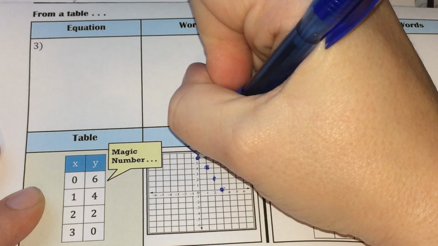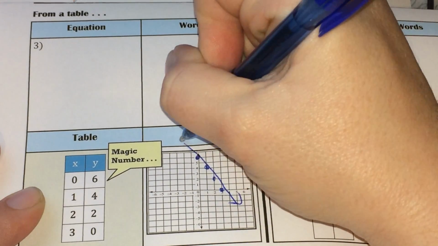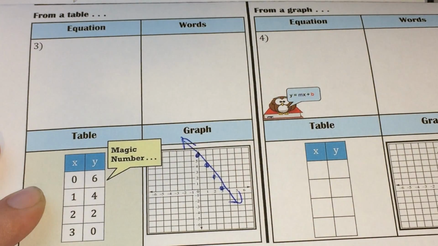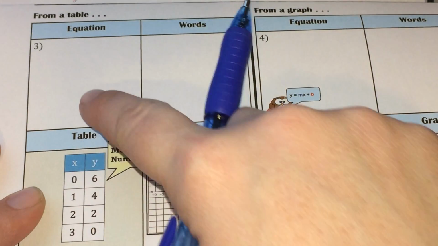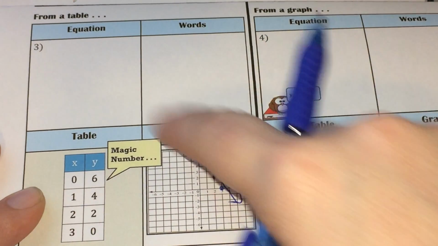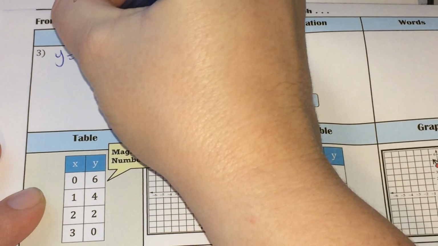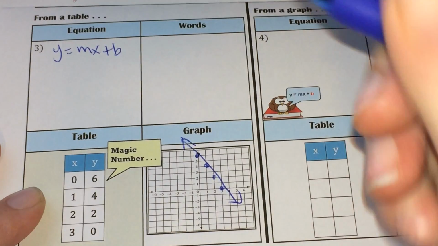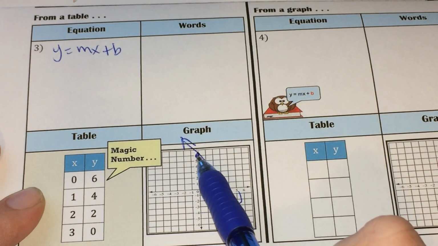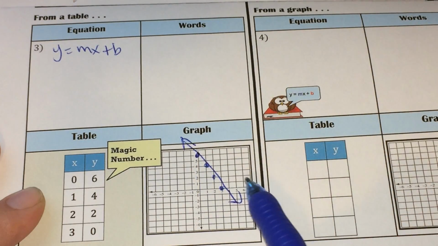I'm going to connect these dots. So there's my graph, super easy just by plotting points. And now I can go from my table to an equation, or I could go from my graph to the equation if I wanted to. I could use y equals mx plus b. I could find my y-intercept, there it is, at 6, and I could do my rise over run.